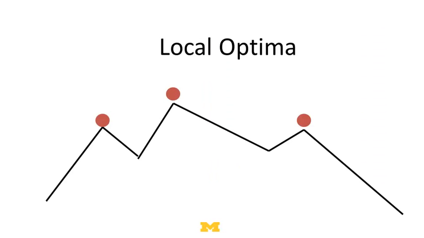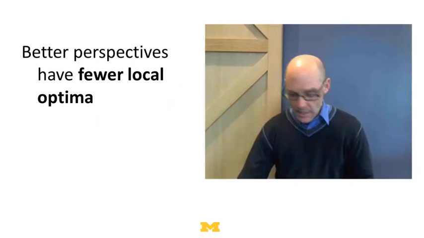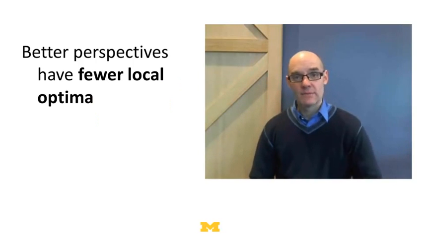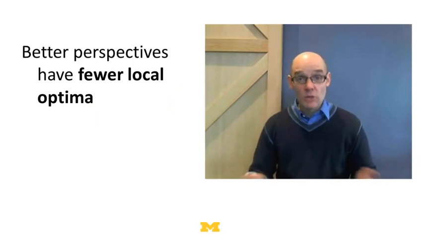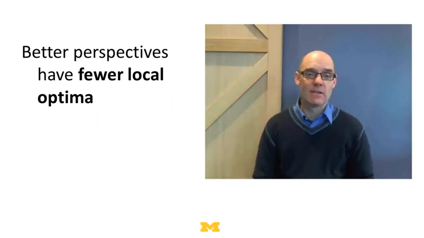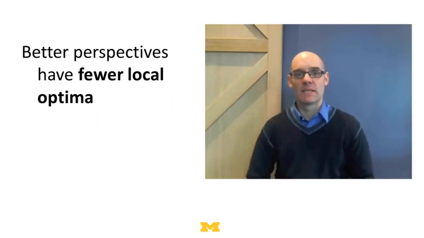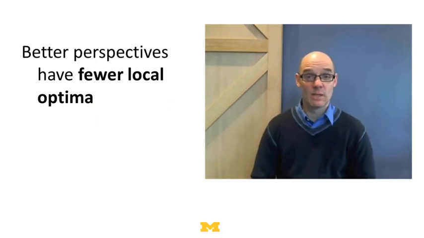So if I look at this particular rugged landscape, again, there's 3 local optima. 1, 2, 3. If I were at any one of these 3 points, I'd be stuck. I couldn't, if I looked to the left or to the right, I wouldn't find a solution that's better. So when we think about what makes a good perspective, a good perspective is going to be a perspective that doesn't have many local optima. A bad perspective is going to be one that has a lot of local optima.